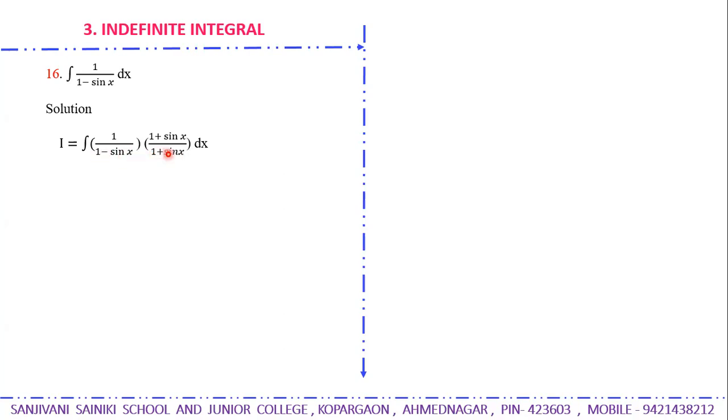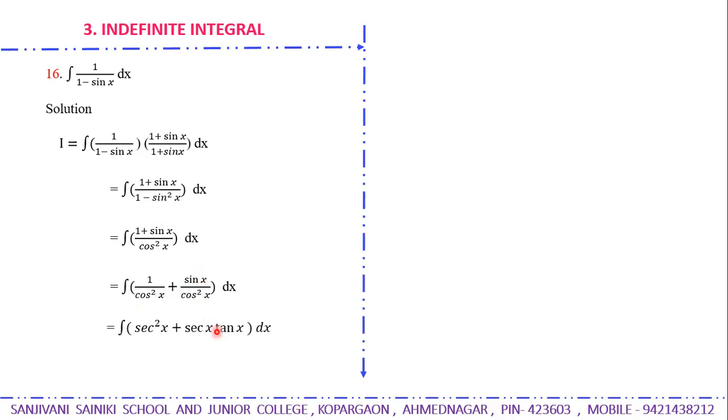So a minus b, a plus b, a square minus b square. So 1 minus sin square x is cos square x. Separately divide, you get 1 upon cos square x plus sin x upon cos square x. 1 upon cos square x is sec square x, and sin x upon cos square x is sec x into tan x. Now we know that the derivative of tan x is sec square x, so the integral of sec square x is tan x. The derivative of sec x is sec x tan x, so the integral of sec x into tan x is sec x.